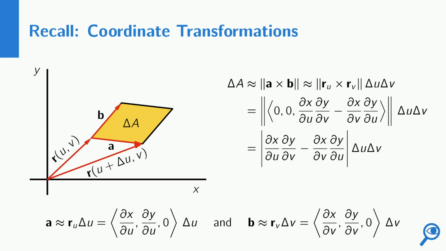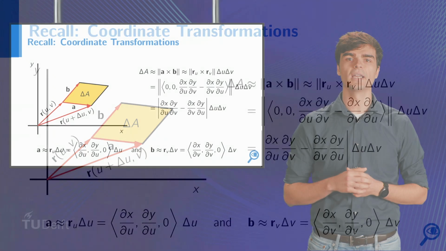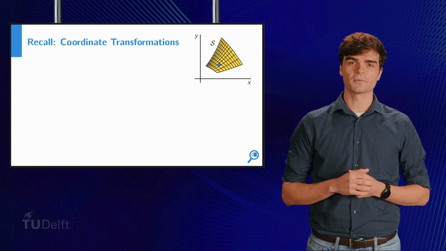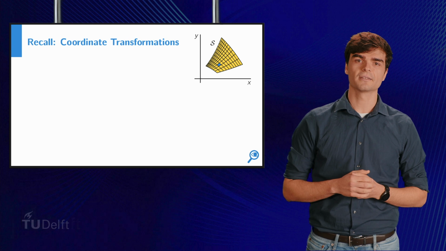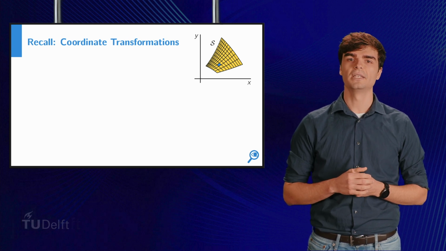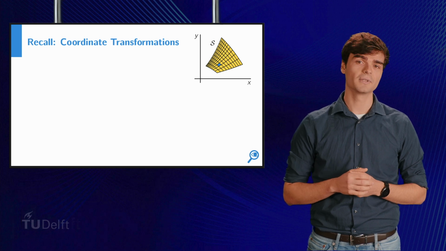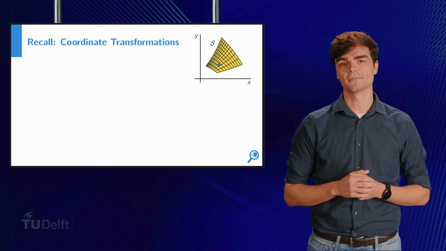The area delta A is then approximately the length of the cross product, which for a z-coordinate equal to 0 is relatively simple and given by the expression on the right. We now have an approximation of the blue area element of S in terms of u and v. We need to sum over all such area elements and make them very small by taking the limit of delta u and delta v to 0.